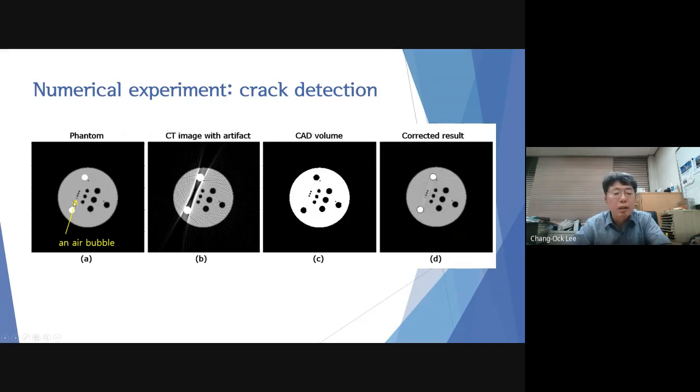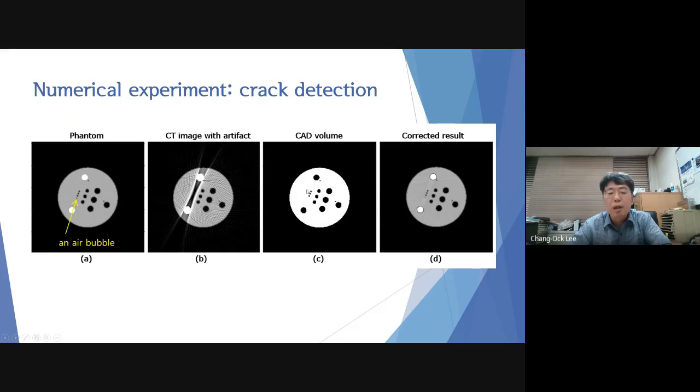If you look here, we have air bubbles, and we have the lead poles here. Due to the metal artifact caused by the lead poles, we cannot see anything between the two lead poles. And this is the CAD volume.